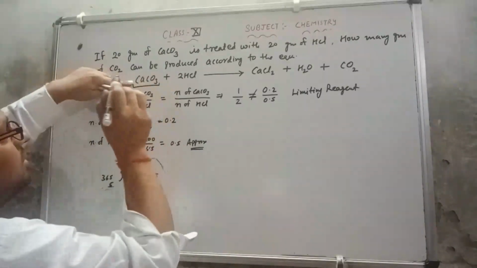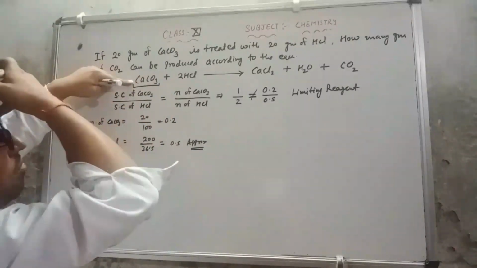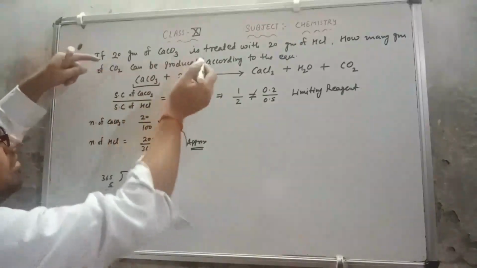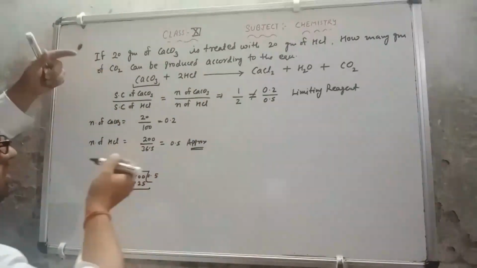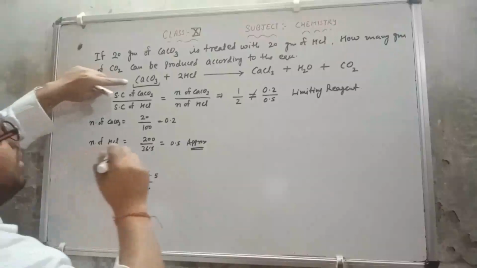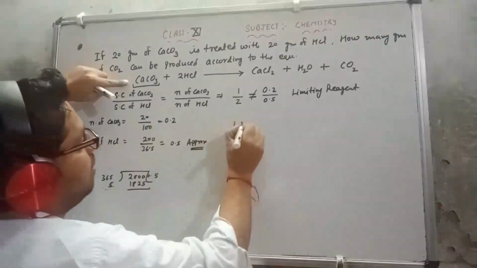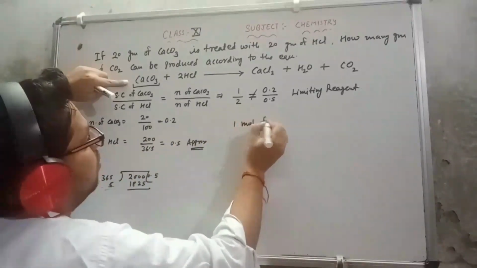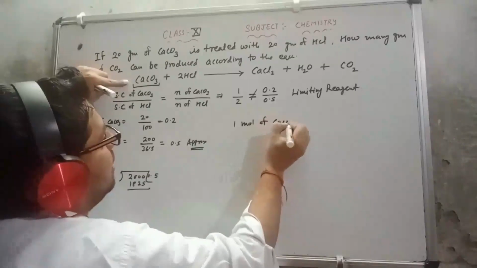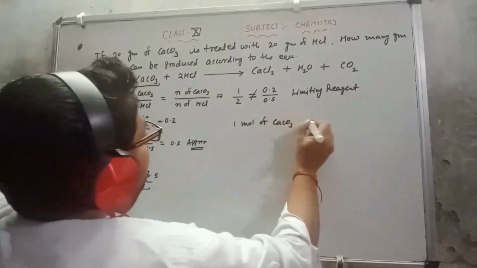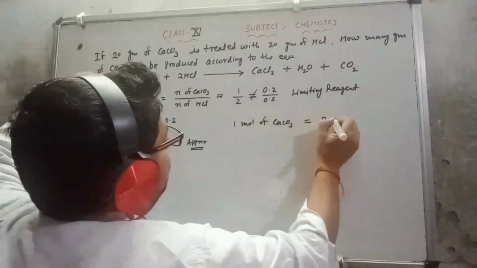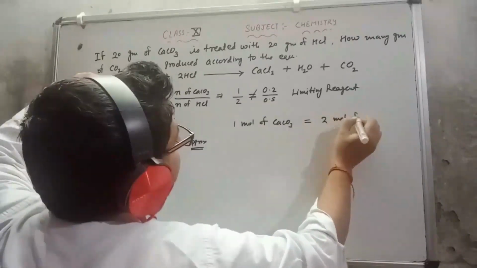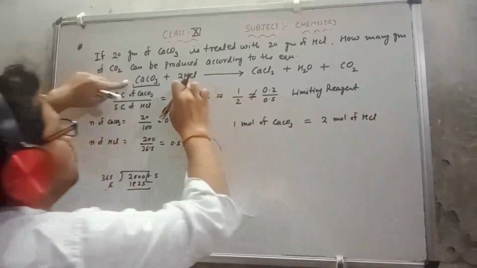This you can directly go with by mass, because the mass is given. If you want to go with by moles, then by moles also you can go. You can see that for 1 mole of CaCO3, how much mole of HCl is required? 2 mole of HCl according to the question.